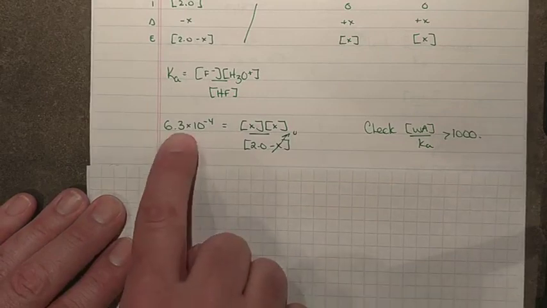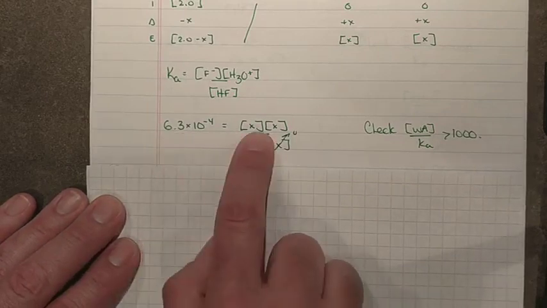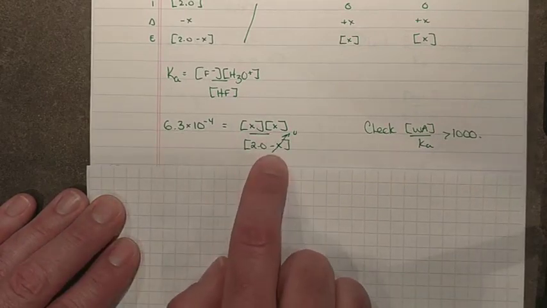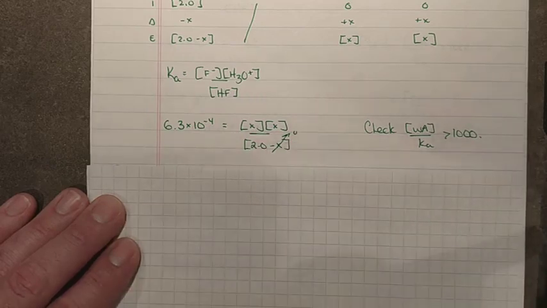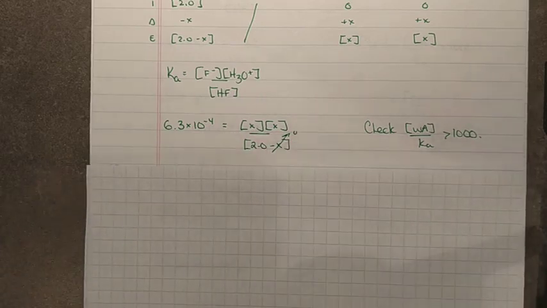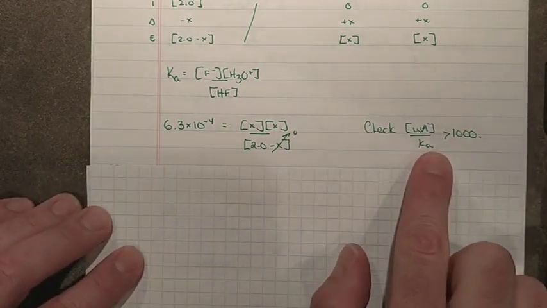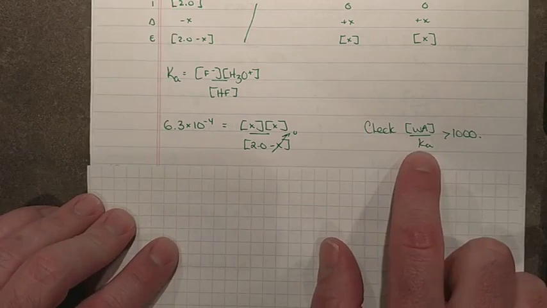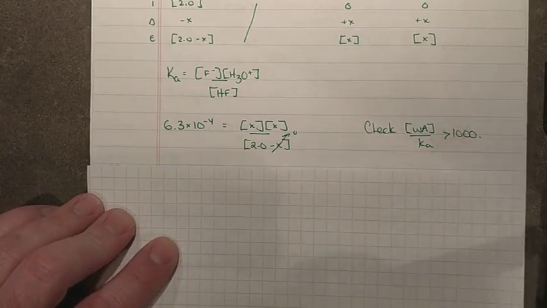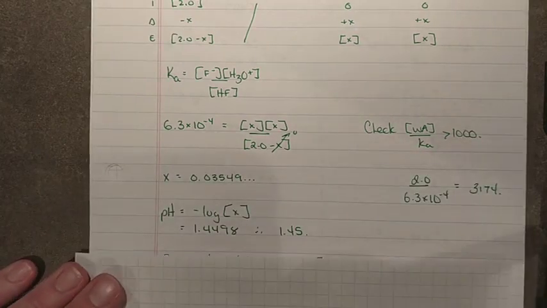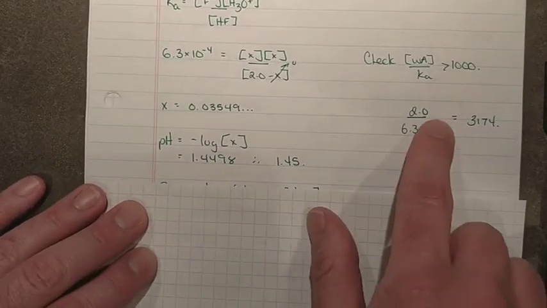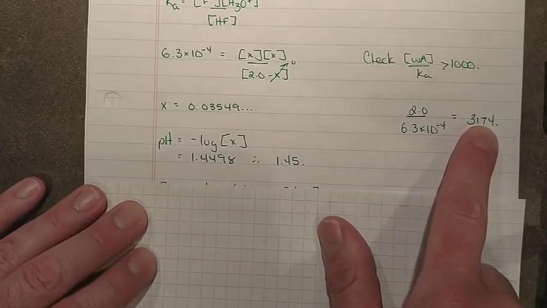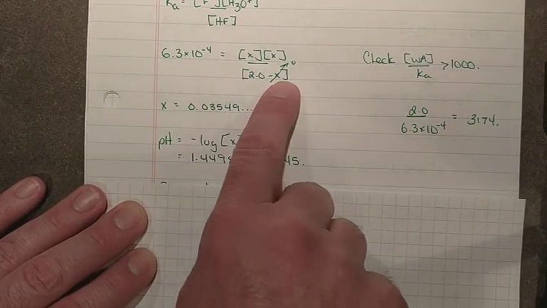6.3 came from the data sheet. X squared, there's my 2.0 minus x, but I'm going to use the strategy of ignore x here for my acid ICE tables. I can check if you're nervous about doing this. Remember, it's just the acid concentration divided by the Ka. If it's greater than 1,000, it all works out. And so you can see here that it does work out to a value greater than 1,000. So ignoring x is valid.